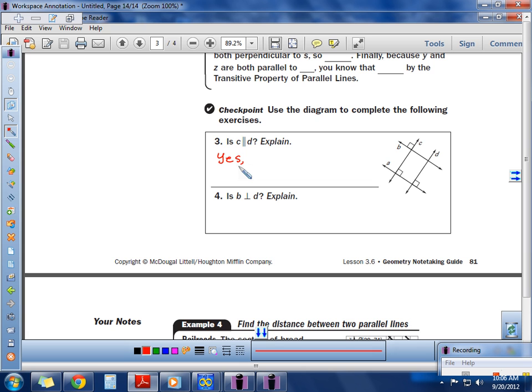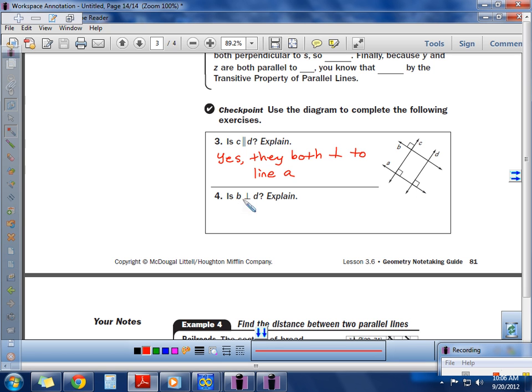It is a yes. Why? They are both perpendicular to what line? To line A. And that's correct. You can see the perpendicular mark on both of those.